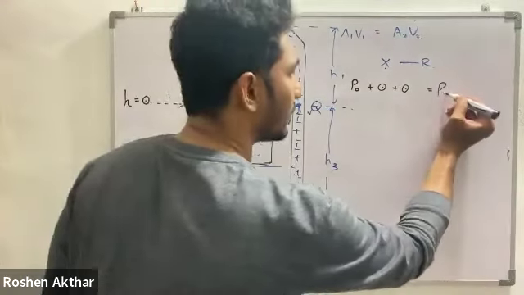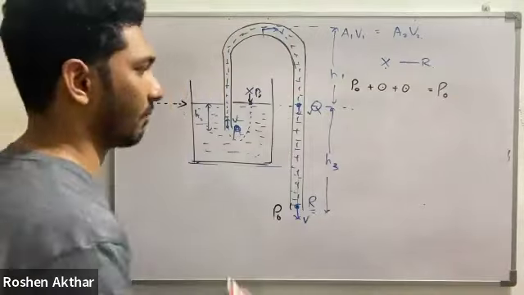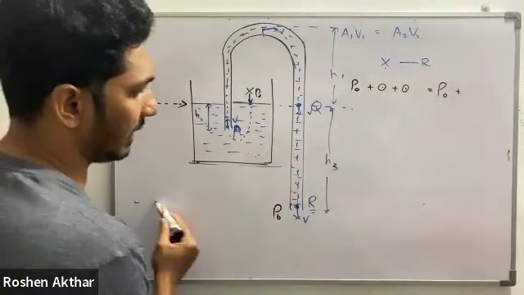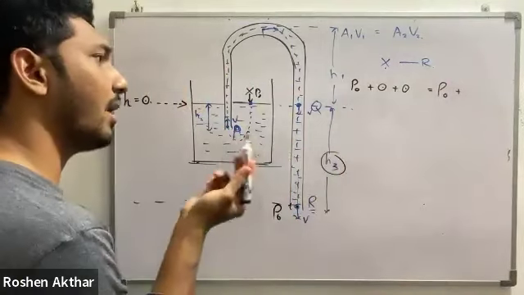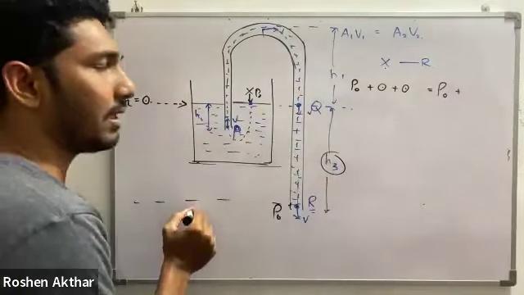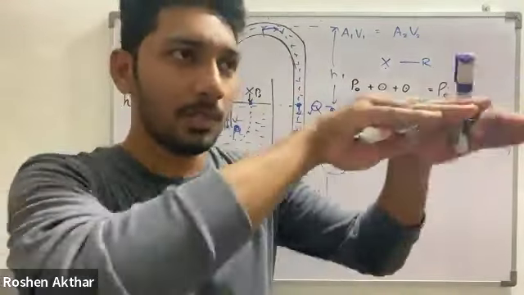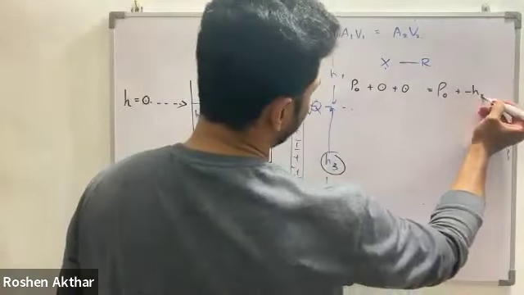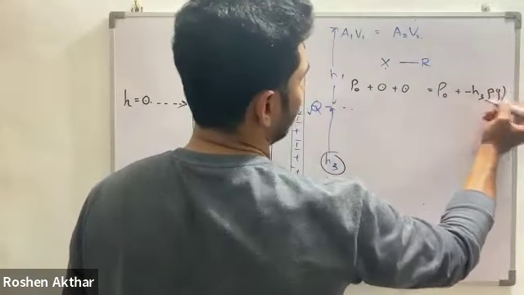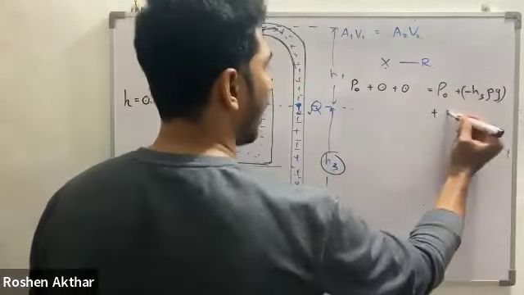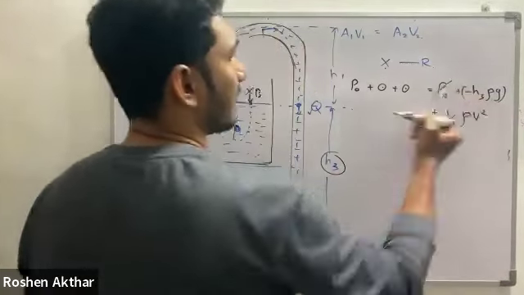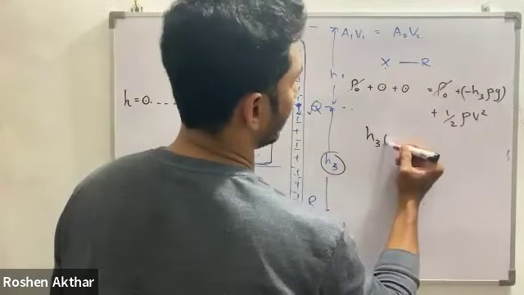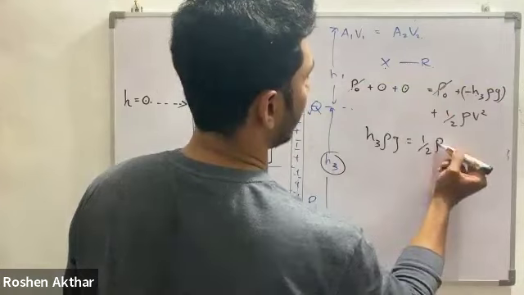Atmospheric. Whatever is exposed to atmosphere will have atmospheric pressure. Plus, will there be a H rho G there? Yes. This is the level, and this level is H3 height below the zero level, so it should be expressed in negative values. Whatever is below the zero potential level is negative. So minus H3 rho G plus half rho V square. Cancelled out. And now if you take this minus to this side, it will be plus. So H3 rho G is equal to half rho V square.